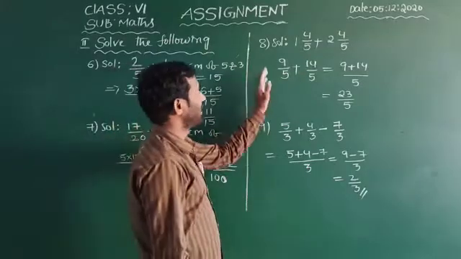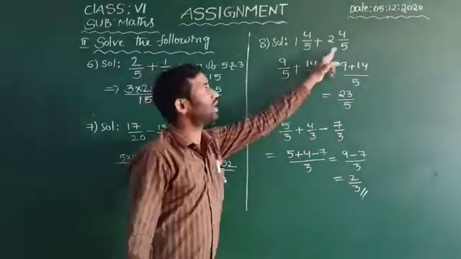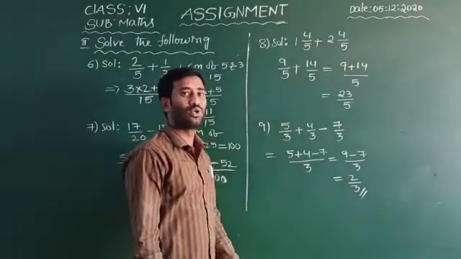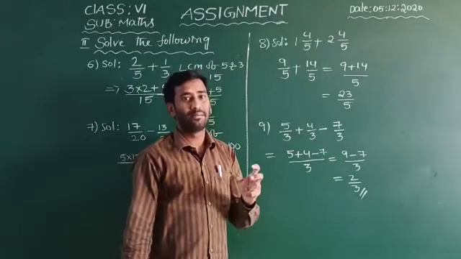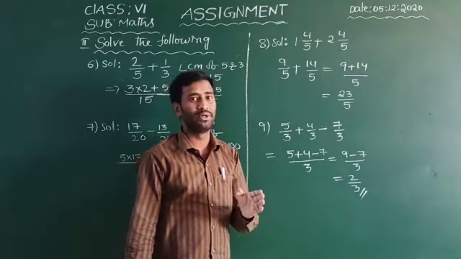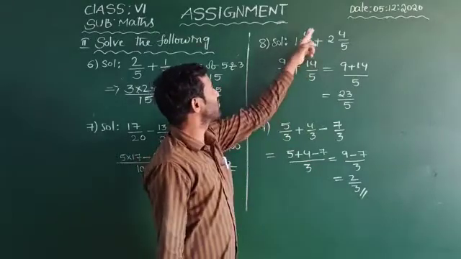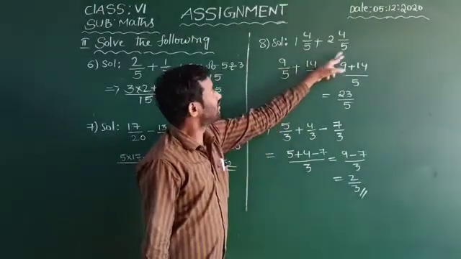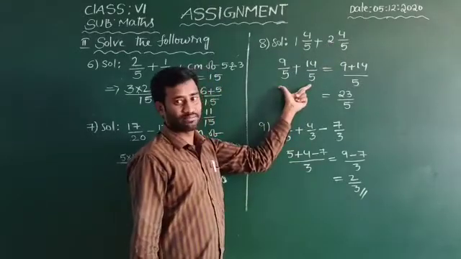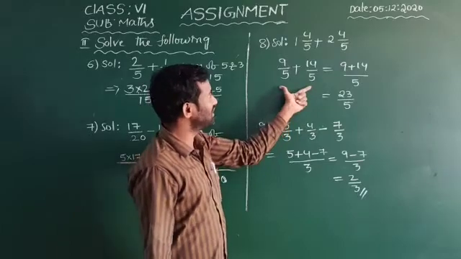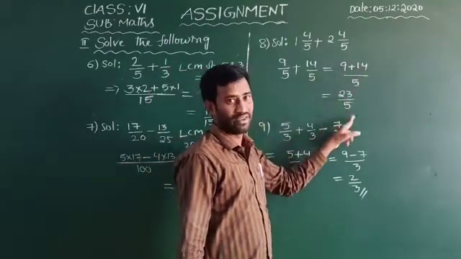After that, question number 8: 1 and 4 by 5 plus 2 and 4 by 5. These two are mixed fractions. I already told you, when we add, subtract, multiply or divide mixed fractions, first we should convert them into improper fractions. So 5 times 1 is 5 plus 4 is 9 by 5. 5 times 2 is 10 plus 4 is 14 by 5. Now these two are like fractions. So 9 plus 14 by 5. 9 plus 14 is 23 by 5.